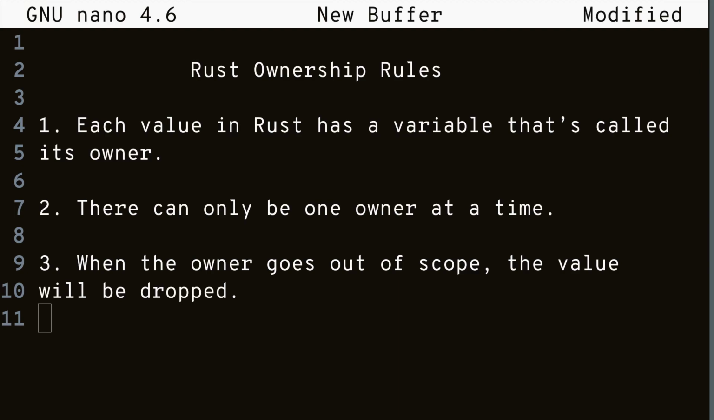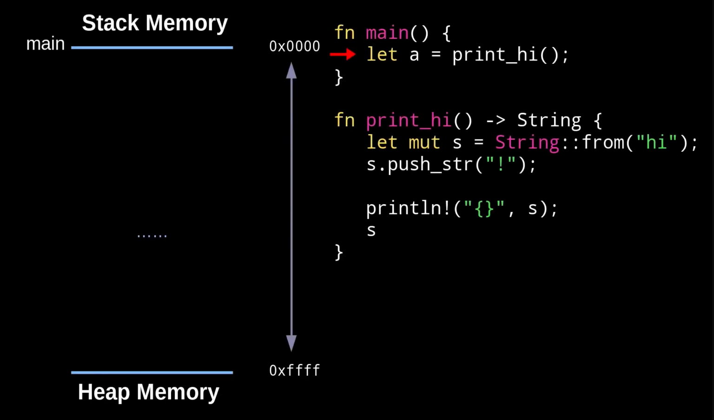Each value in Rust has a variable that's called its owner. Each value must have exactly one owner, and when the owner goes out of scope, the value will be dropped, meaning the memory will be returned back to the system. Let's go through a program and see how it interacts with the stack and the heap.